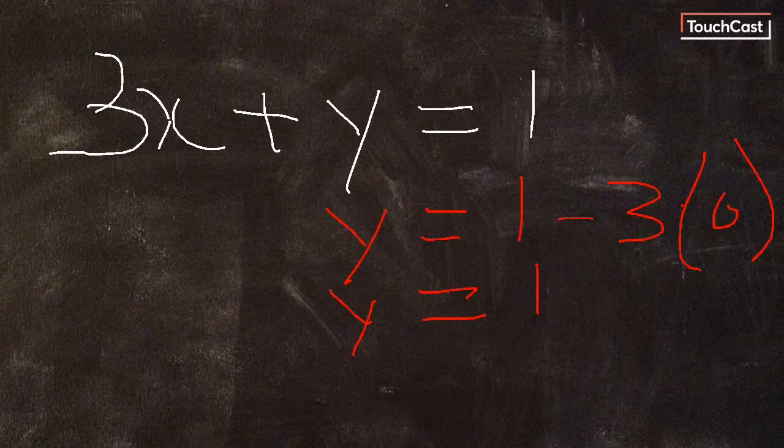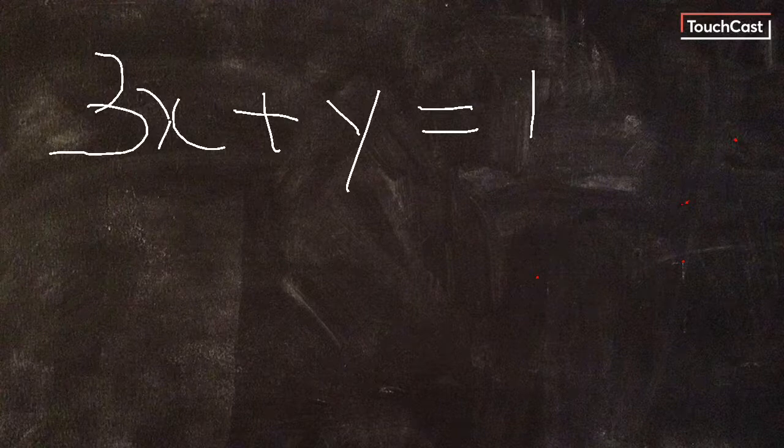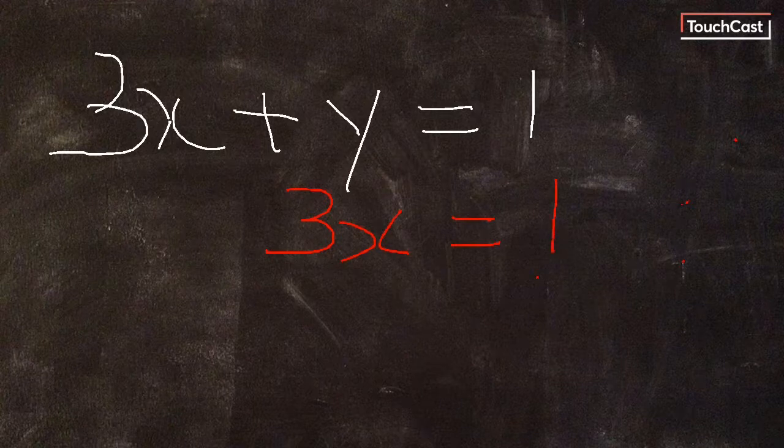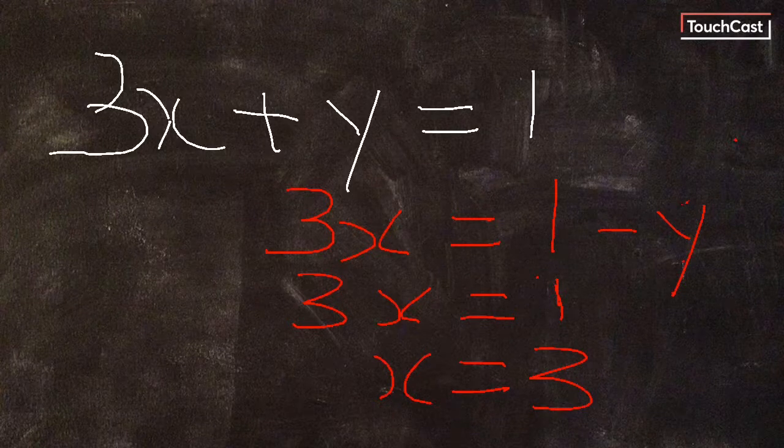Now we do the same thing for the x-intercept. So with that same equation, instead of making it y equals, I'm going to make it x equals. So I'm going to say 3x is equal to 1 minus y. And I'm going to set y equal to 0. Then it becomes 3x equals 1, because 1 minus 0 is 1. And then x is going to be equal to 1 divided by 3. Divide both sides by 3.